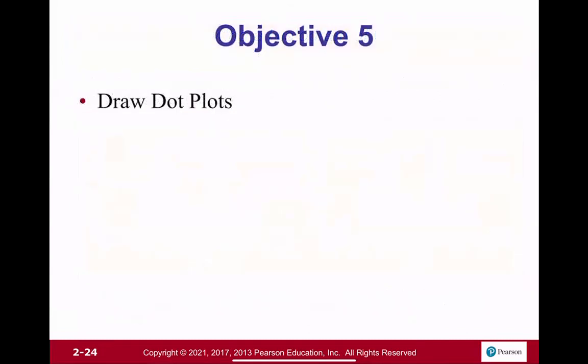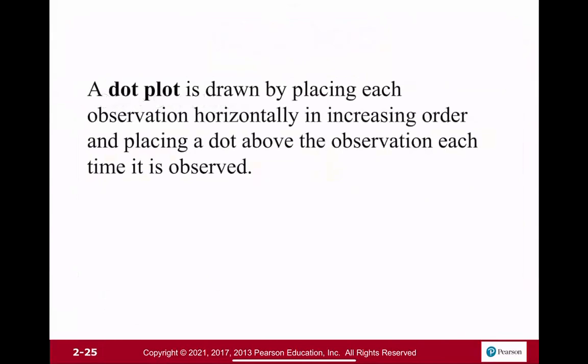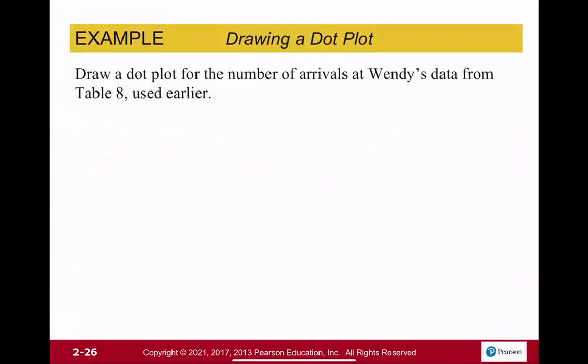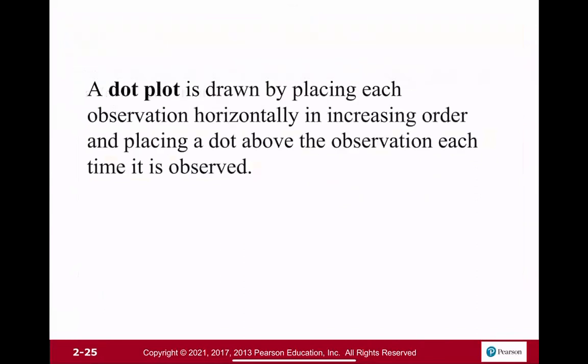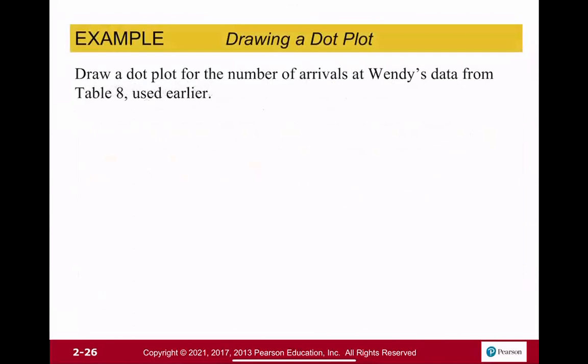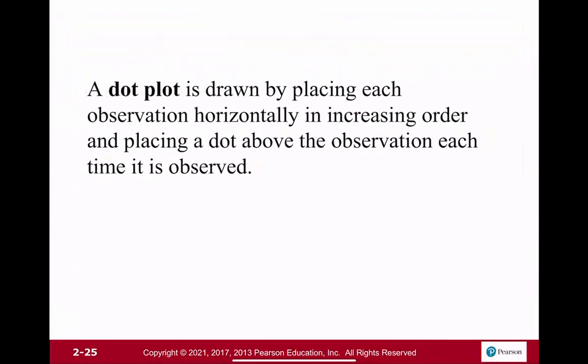All right, so the next thing we're going to talk about are dot plots. A dot plot is drawn by placing each observation horizontally in increasing order and placing a dot above the observation each time it is observed. Really quick, a really good way of displaying qualitative data would be using a dot plot.